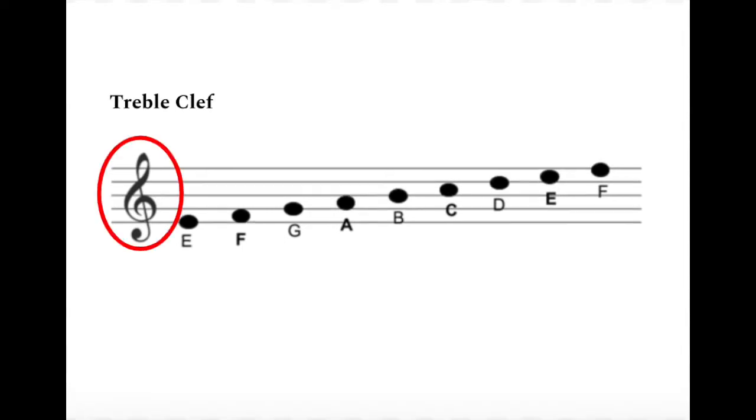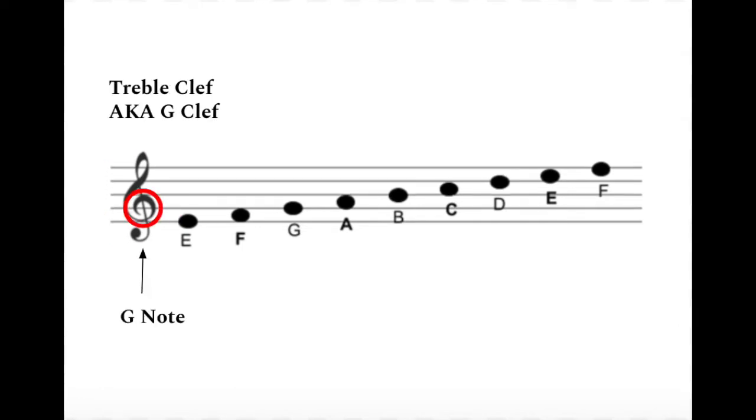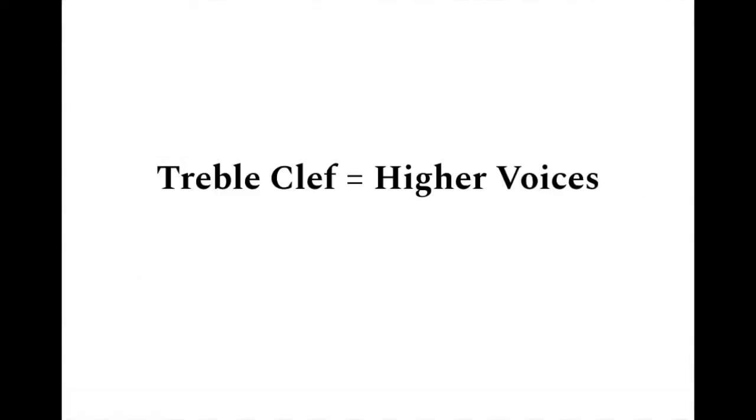Notice how this has a treble clef, which is shown by that fancy little curly looking thing at the beginning of the staff. Another name for this clef is the G clef, because if you notice, that tiny little curl in the center of it is curled around the G note. And this clef is most commonly used for higher voices because it's easier to write higher notes on this staff.